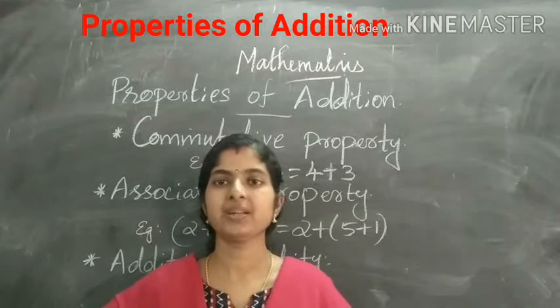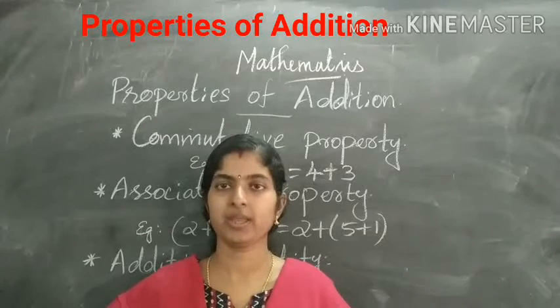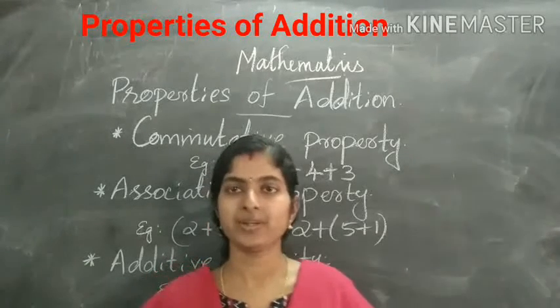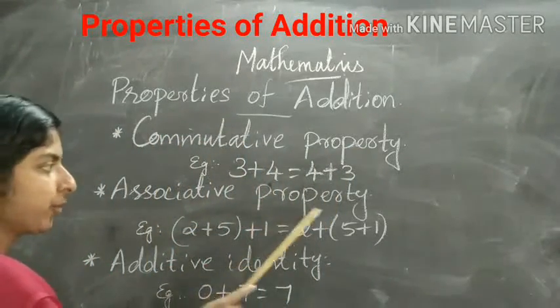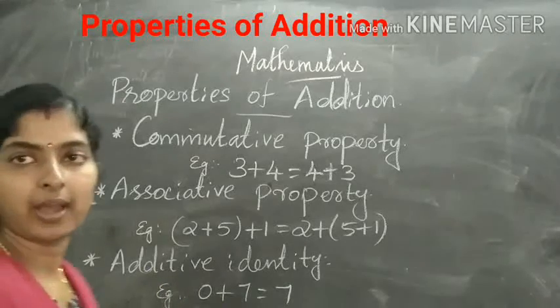Next one is properties of addition. Here there are 3 properties. What are they? Commutative property, associative property and additive identity.